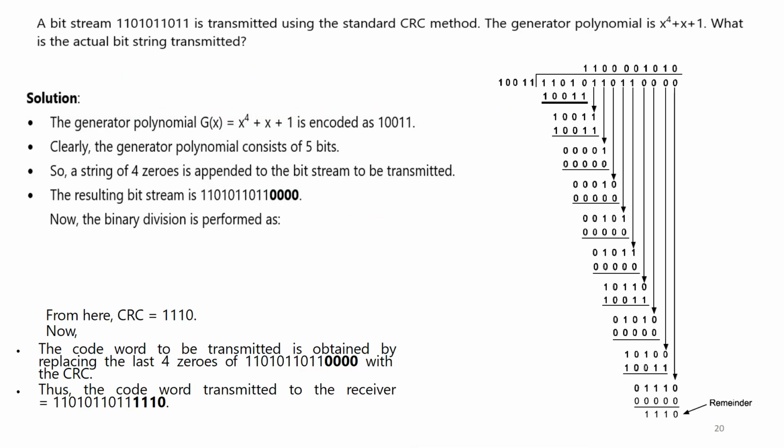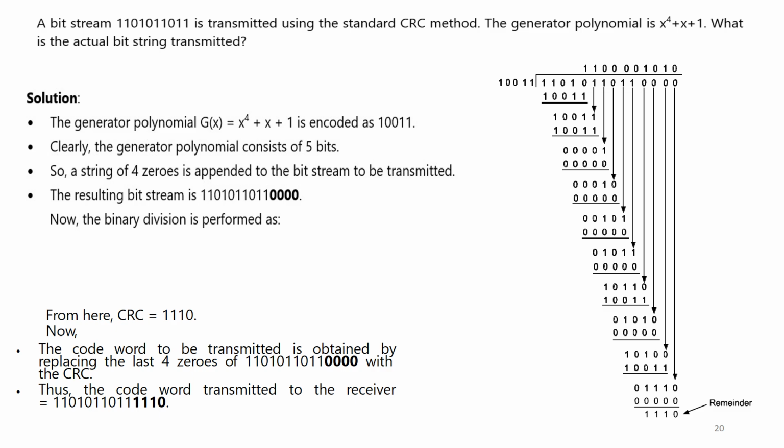This is one example based on that CRC method of error detection, where the bit string is given to us and this is transmitted using the standard CRC method, and the generator polynomial is x to the power 4 plus x plus 1. What is the actual bit string transmitted here? So with the help of the given generator polynomial, we obtain the divisor. So this is the way to obtain the divisor here. The number of bits in the divisor is 5. So how many bits do we need to append to the original data? That is 5 minus 1, which is equal to 4. So here we append the 4 bits.